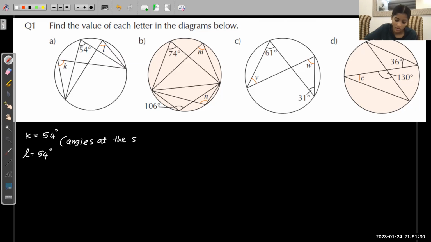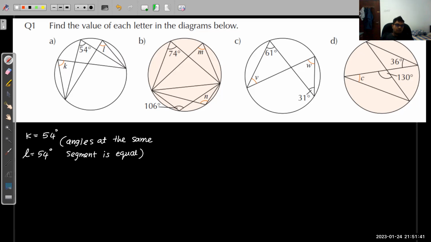Okay. For okay. And is angles at the same.